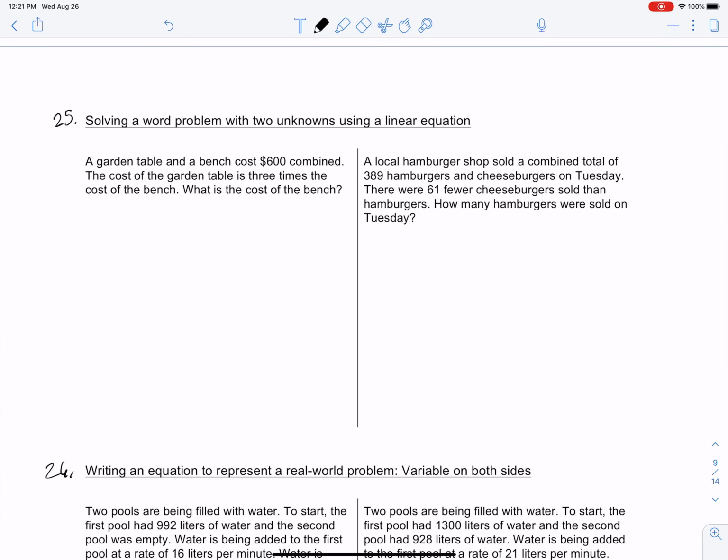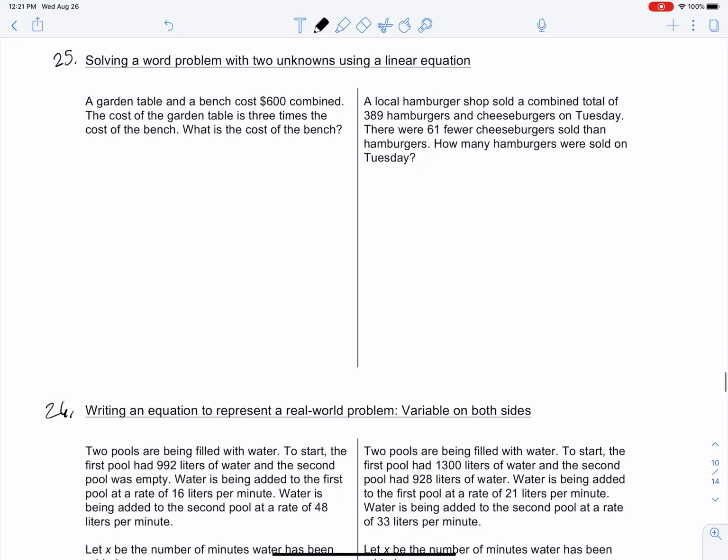25 says solving a word problem with two unknowns using a linear equation. So let's look at this word problem. A garden table and a bench cost $600 combined. So say we were to go to Lowe's or Home Depot, not only are we going to buy a table, but we're also going to find a bench. The cost of the garden table is 3 times the cost of the bench. What is the cost of the bench?